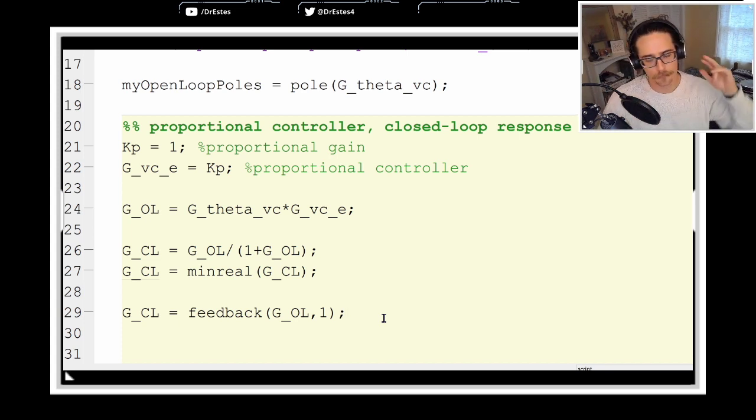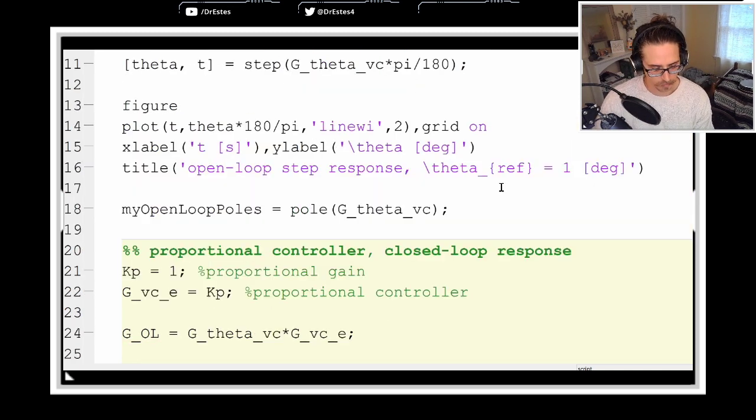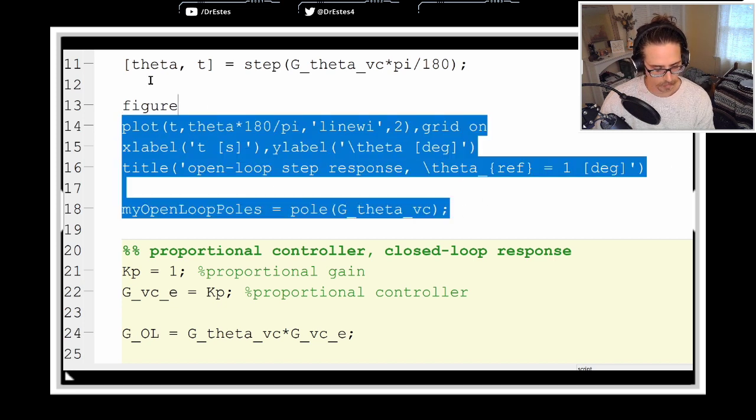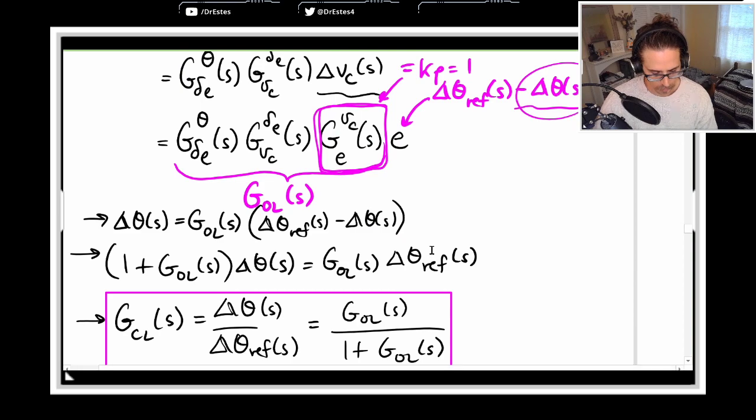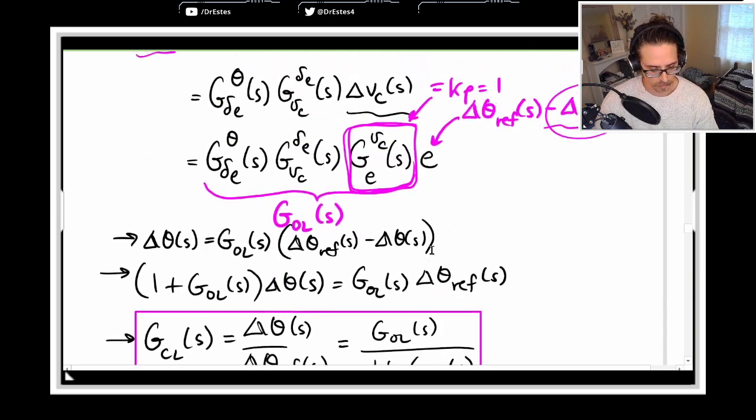Okay, now that we have this feedback loop in place, I want to do the step response again. So how about we recycle some code from up above? And I'm gonna recycle a couple of lines here. What does 1 represent in the feedback command? Oh, great question. Okay, let me tell you what the 1 represents.